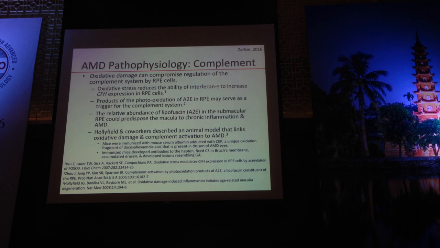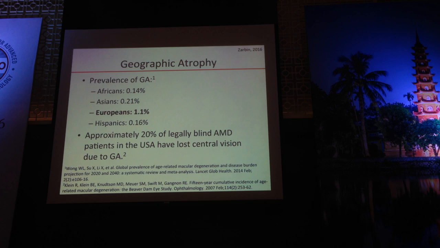Well, moving from the early stages and intermediate stages of AMD, now I want to talk about the later stages of AMD, beginning with geographic atrophy. Geographic atrophy is more common in Europeans than it is in Asians, Africans, and Hispanics, as you can see here. But it's a very important cause of legal blindness in the United States, especially now that we have anti-VEGF treatments for the choroidal vessels.